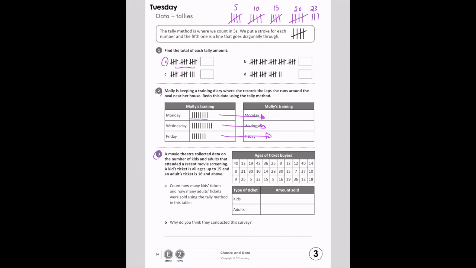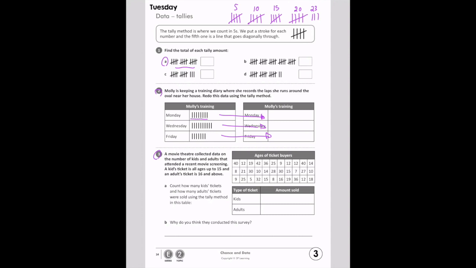So you're going to record that new tally method here in these blank spaces. All right, next question, number 3. A movie theater collected data on the number of kids and adults that attended a recent movie screening. A kid's ticket is all ages up to 15, and an adult's ticket is 16 and above. So count how many kids' tickets and how many adults' tickets were sold using the tally method in this table.